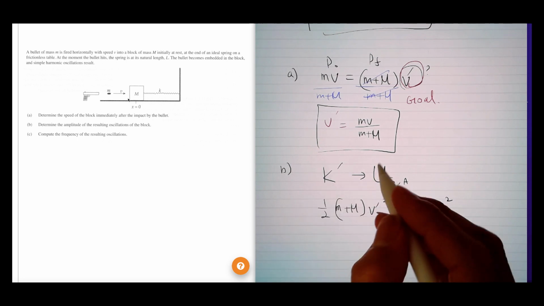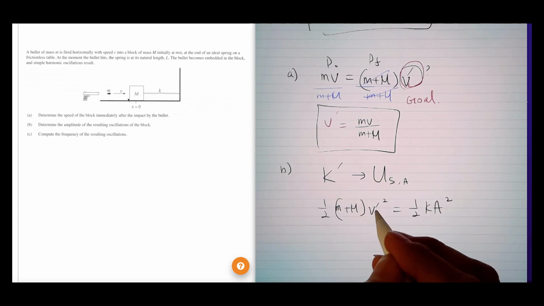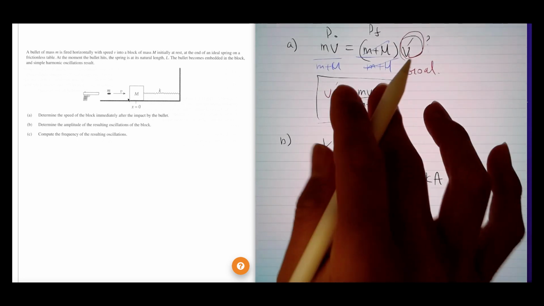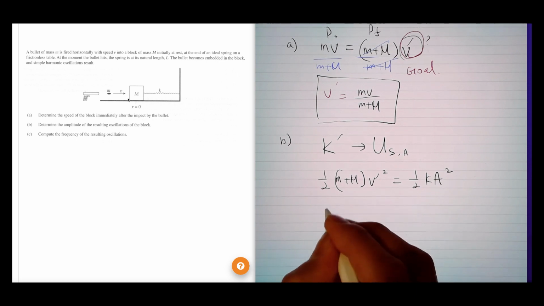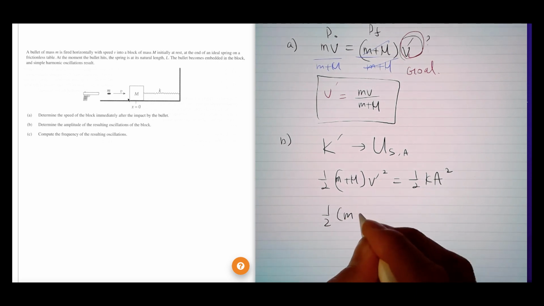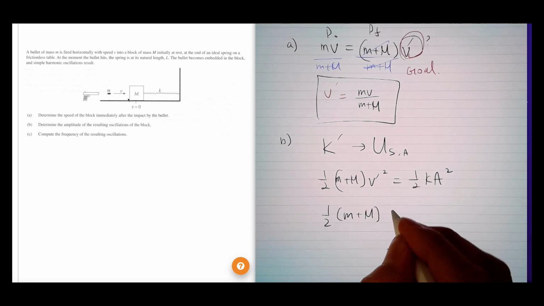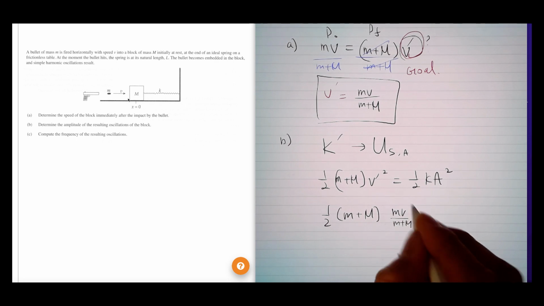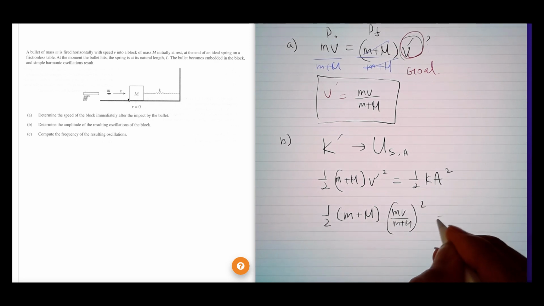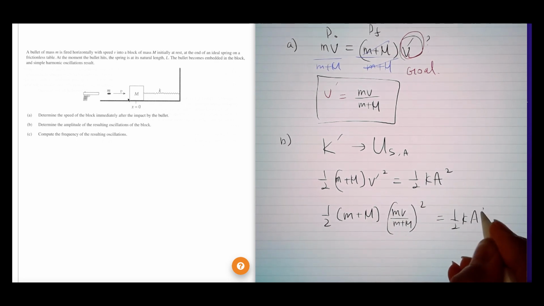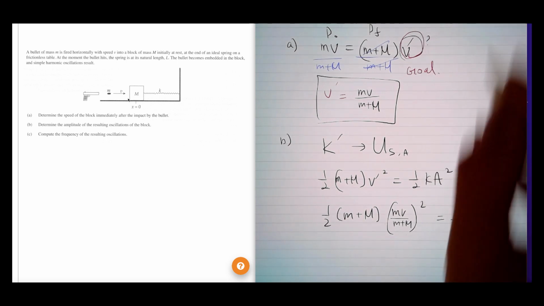Now, we already found v prime from part A, so we can also combine it here. So 1/2 times small m plus big M times m v over small m plus big M, squared, the entire thing, equals 1/2 K A squared. Now we need to find the amplitude. This is our goal.